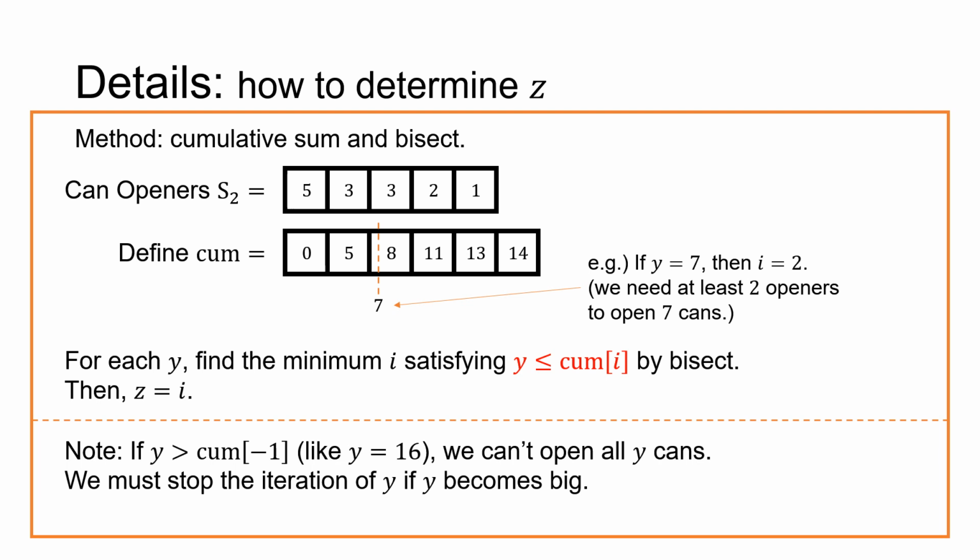When we use bisect on the cum list, specifying z takes only logarithmic time, but we must be careful when y is so big. We can't always open all the regular cans even if we use all the openers. So we mustn't search for z where y is out of the cum list.